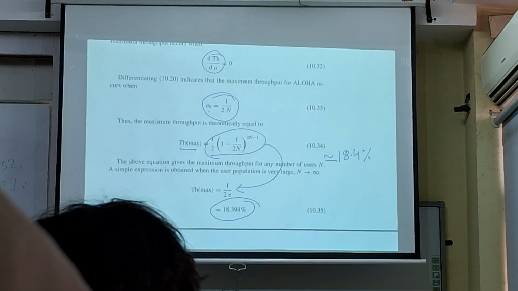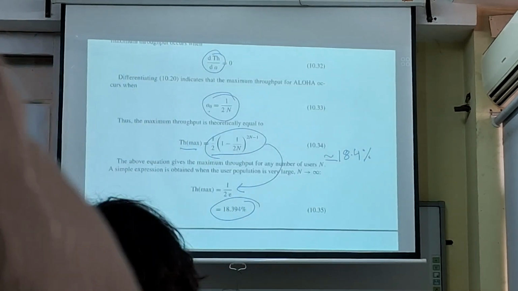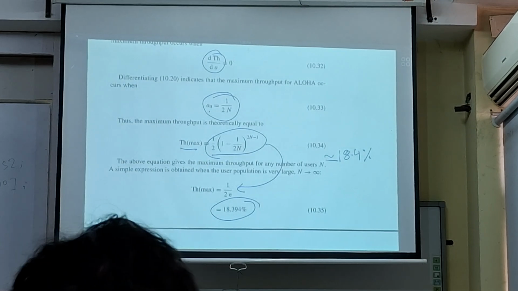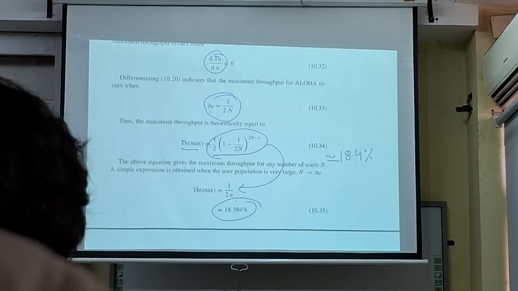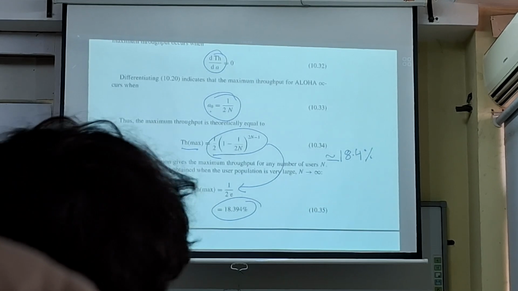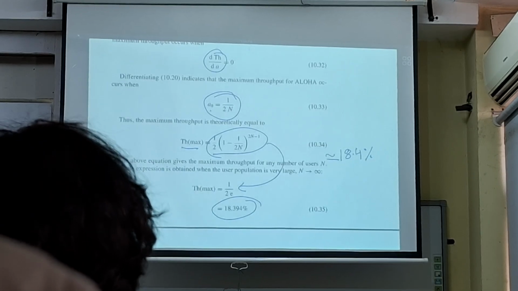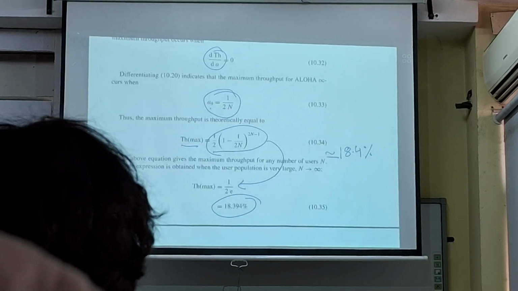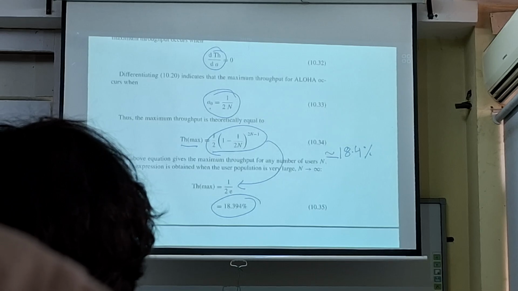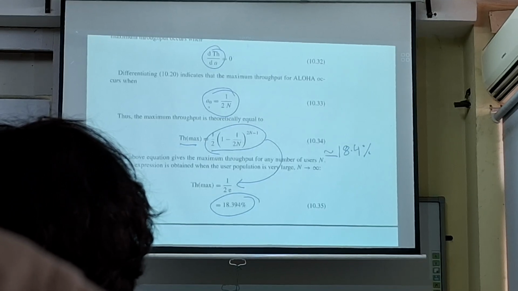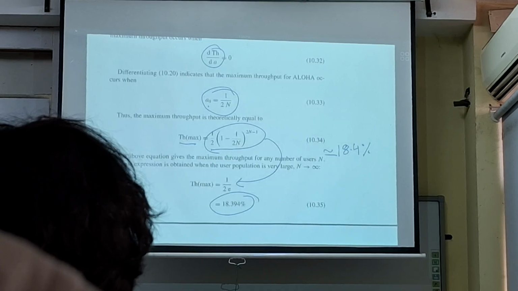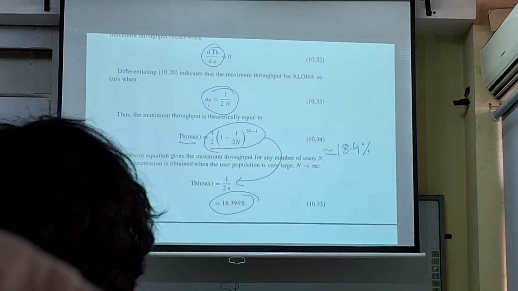This is the maximum possible. So in 1 second of time, 18% of the time is transferred successfully, and the remaining is collisions. And this occurs when the network node actually is 0.5.